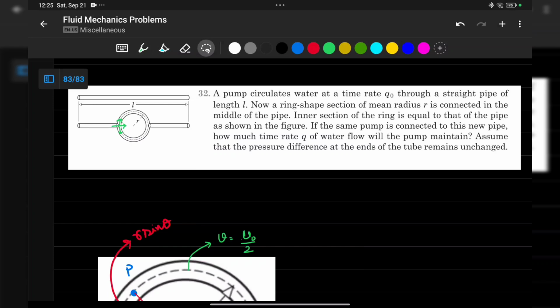This is a good question. This is from Pathfinder, BYU Build Your Understanding 32. So this question is a very interesting question. Let me just read the question first.